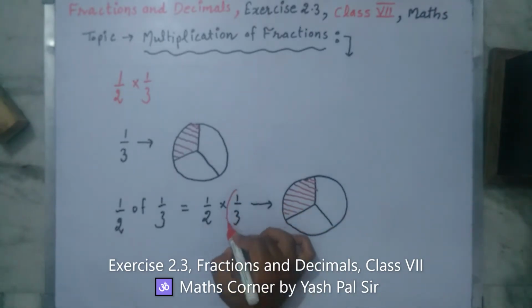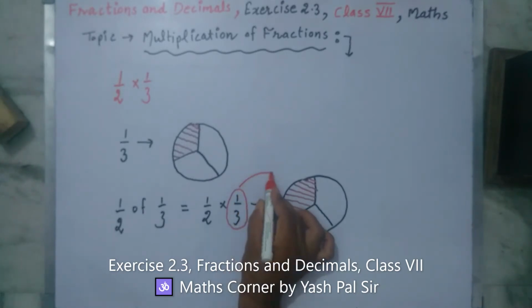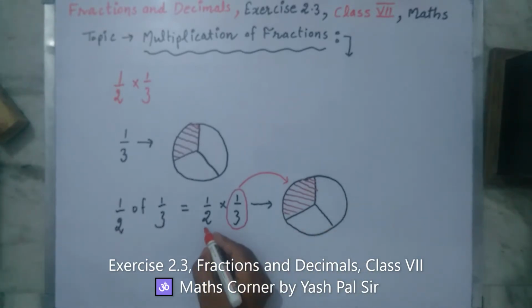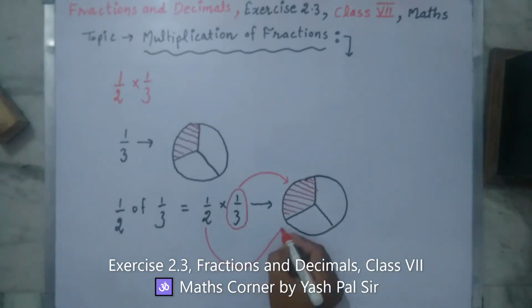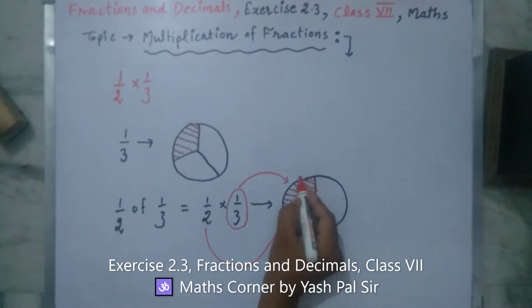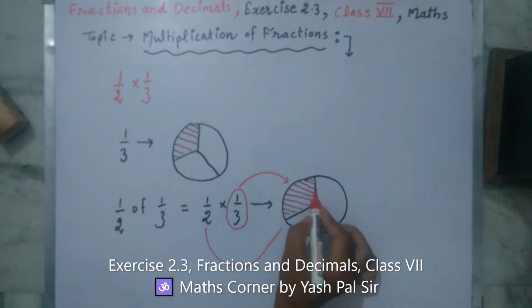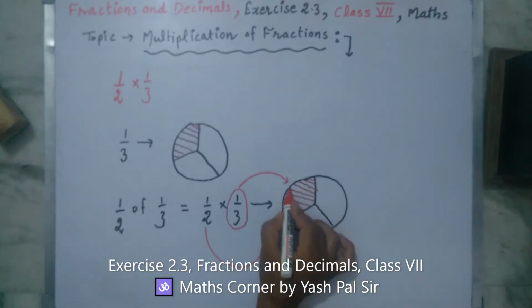This is 1 by 3rd part of the circle shaded. Now what are we going to do? We are going to divide this 1 by 3rd part again into 2 equal parts. That is this way. Suppose this is one part.